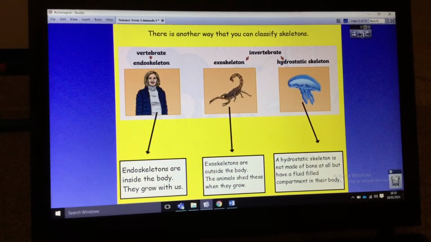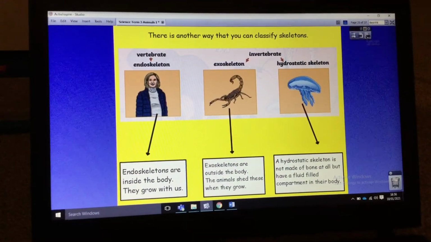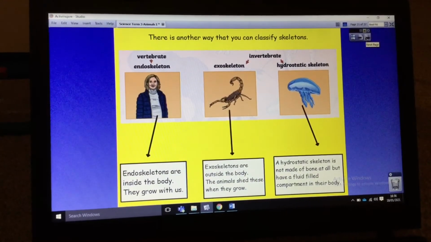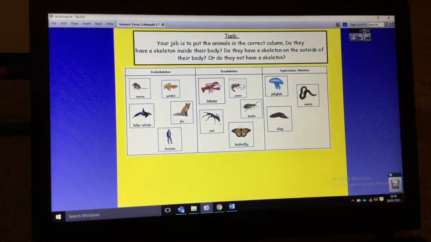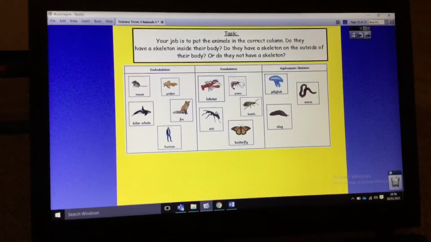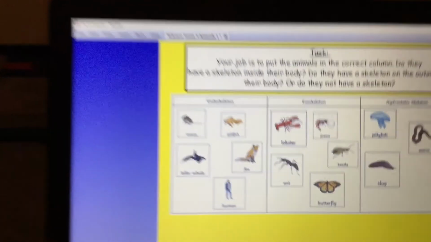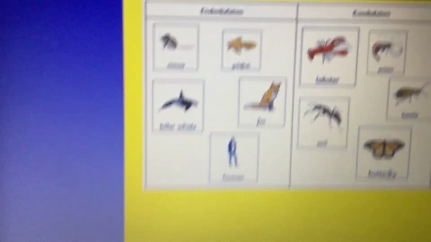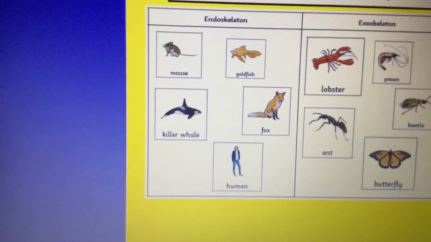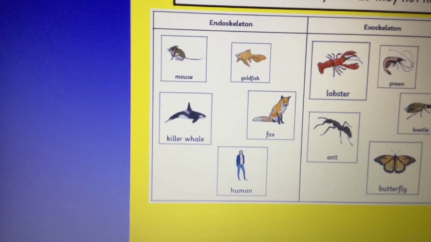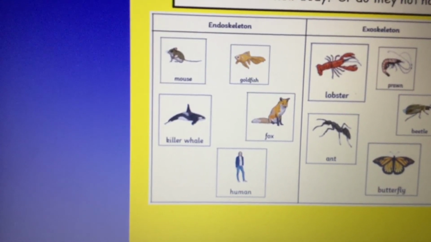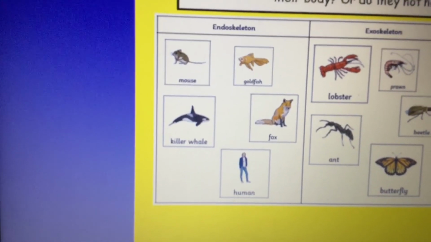Okay, we should have finished our activity now. So get ready to mark. I'm going to reveal the answers. Okay, so here are the answers. So in the endoskeleton, so these are species which have their skeleton inside their bodies. You should have put a mouse, a goldfish, a killer whale, a fox and a human.